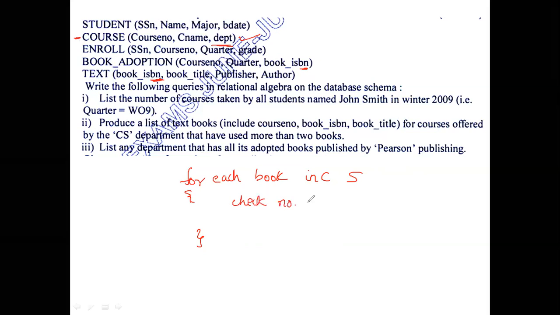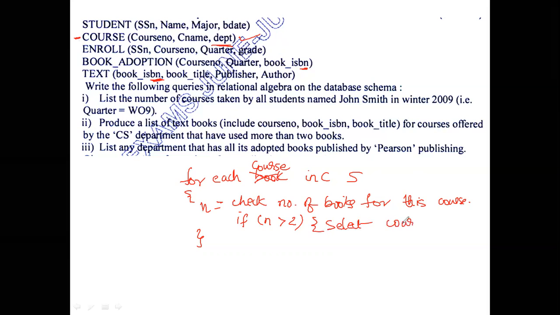So we can check the number of books for this particular course. Sorry, for each course in CS, we can check the number of books adopted by that particular course. If this is greater than 2, then we can print it or extract it. So let us assume this is n. If n is greater than 2, then select the course. So this is the solution in normal programming terminology for you to understand.